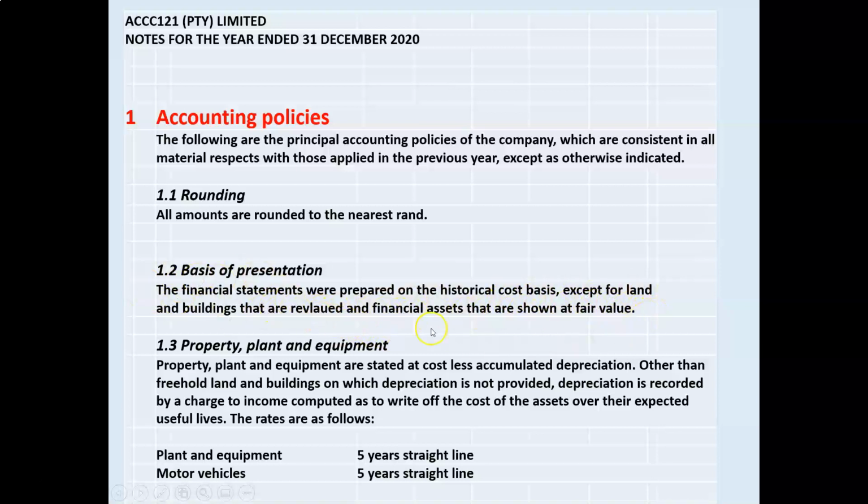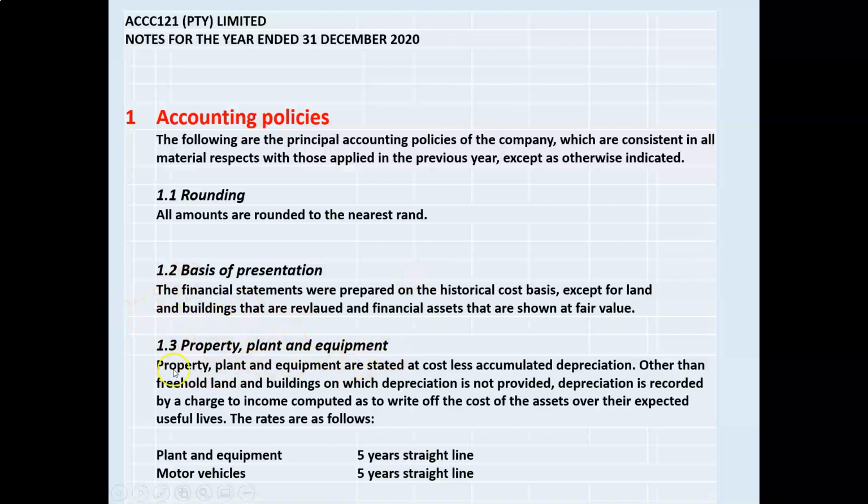Whatever the case might be, if I do not apply any revaluations, then obviously that is not applicable, and you will stop there. The financial statements were prepared on the historical cost basis. Full stop. It is only when we apply the revaluation method on certain items that we will continue and say that there is an exception.